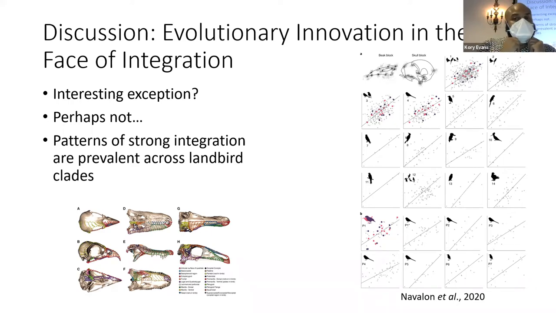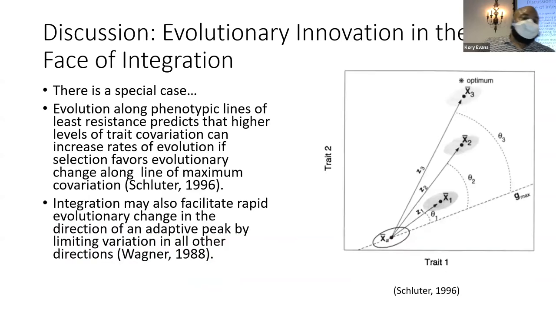So it looks like birds are also evolving really, really quickly in the presence of strong integration. And it looks like our previous hypothesis of integration constraining rates of morphological evolution isn't really holding up. So what's actually happening? There is a special case called evolutionary lines of phenotypic resistance.